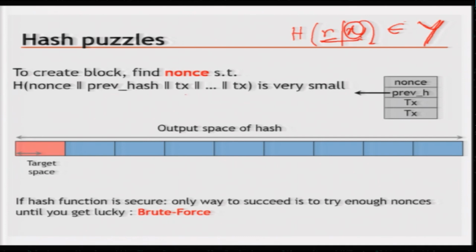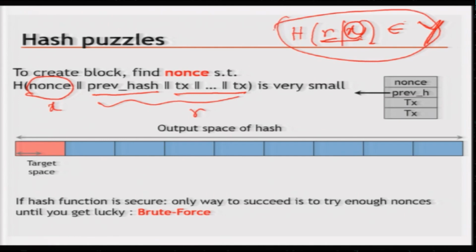So, you take the block. You take the previous hash and all the transactions in that block, and then you add this x. So, this is your x and this is your r basically in the formal setup of the hash puzzle. You have to find an x such that with this r you will be able to compute h of x concatenated with r less than or equal to some number, and that means that it is in a set of possible hash values.